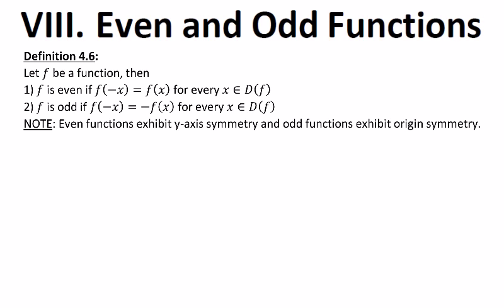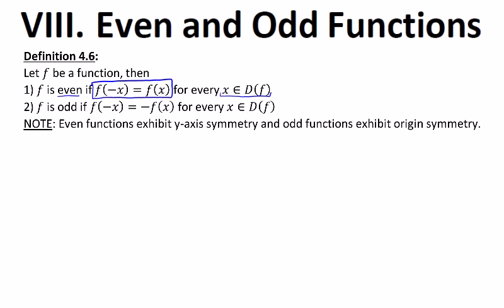or odd. And the reason why we're discussing it here is because the definition is actually set up very nicely to have a geometric conversation using the transformations that we've just discussed. So let's dive into this definition. Definition 4.6 says let f be a function. Then f is considered to be even if the following condition is satisfied for every x that's in the domain of this function.